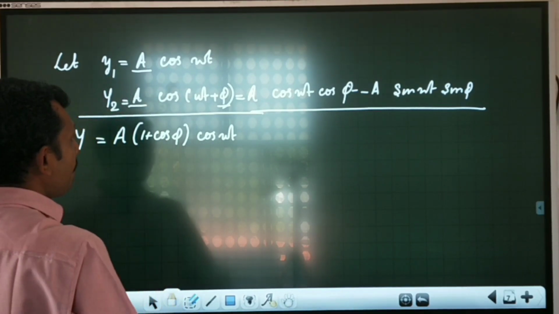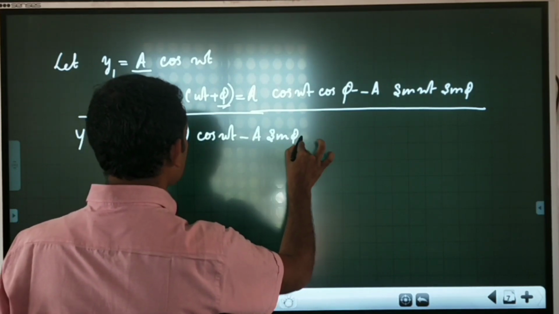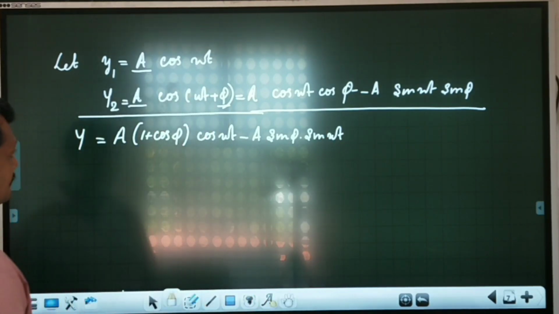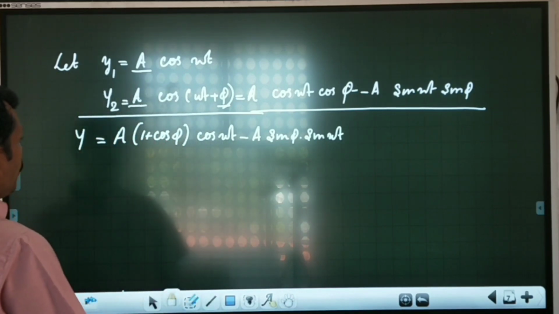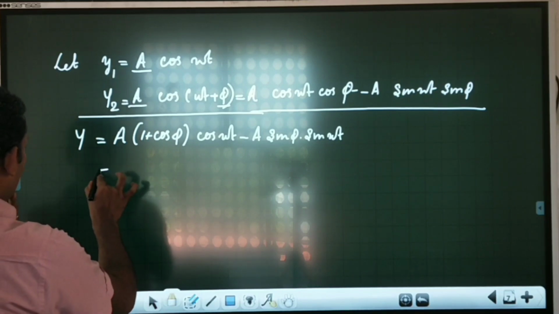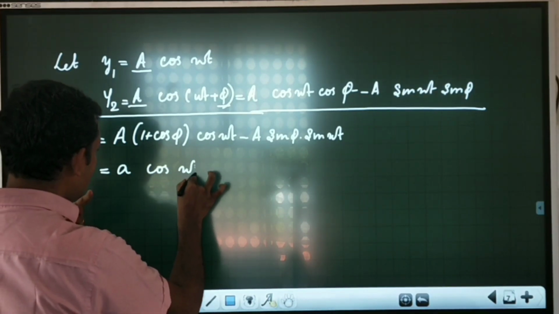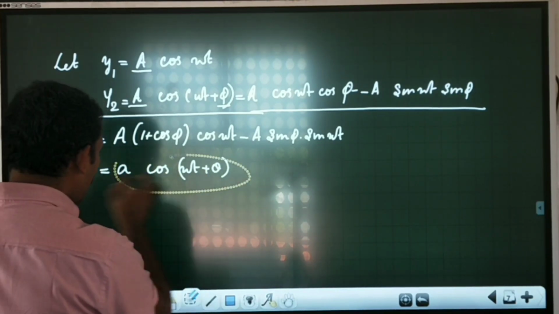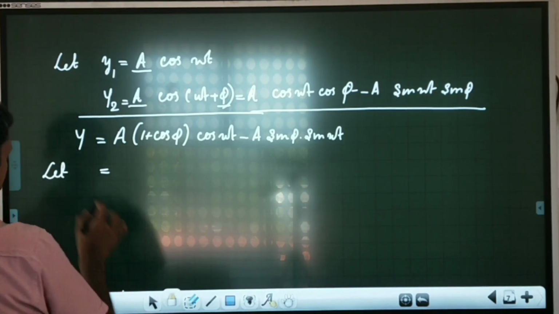Then minus a sin phi sin omega t is equal to, so A into 1 plus cos phi, sin phi sin omega t, which can be written as small a cos omega t plus theta. Okay, before that I will do one more thing. Then you understand.